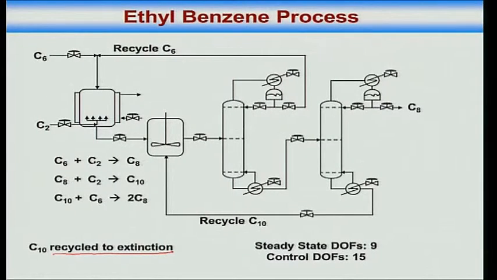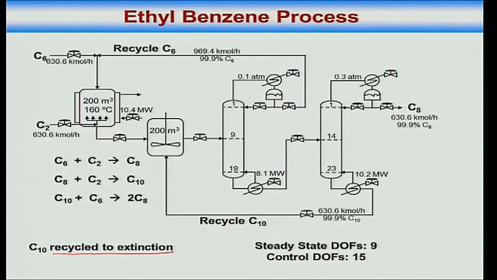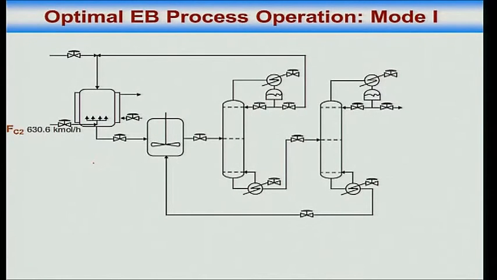Now we do an optimization. Of course, this is a base case that I have taken from a paper. Mode 1 is given throughput. So let's just take the design throughput. Design throughput is ethylene feed rate of 630.6 kilomoles an hour. So this is given to you. Then the remaining 8 degrees of freedom we optimize, and the optimizer gives us the active constraints.